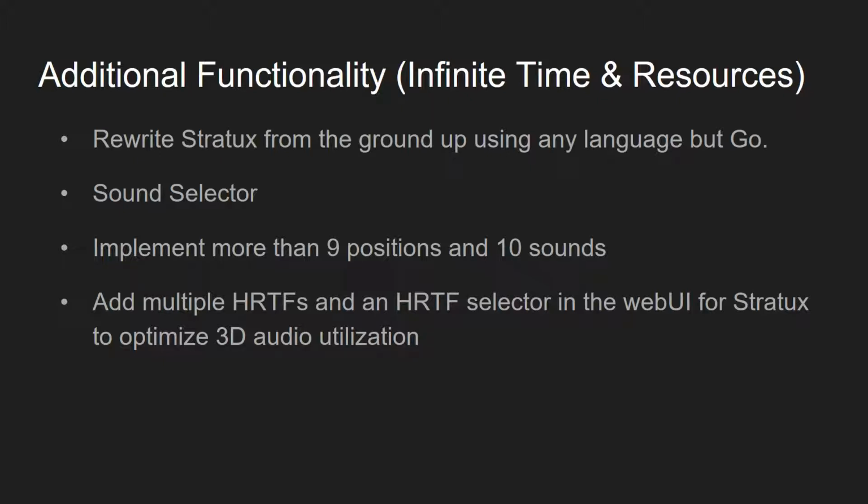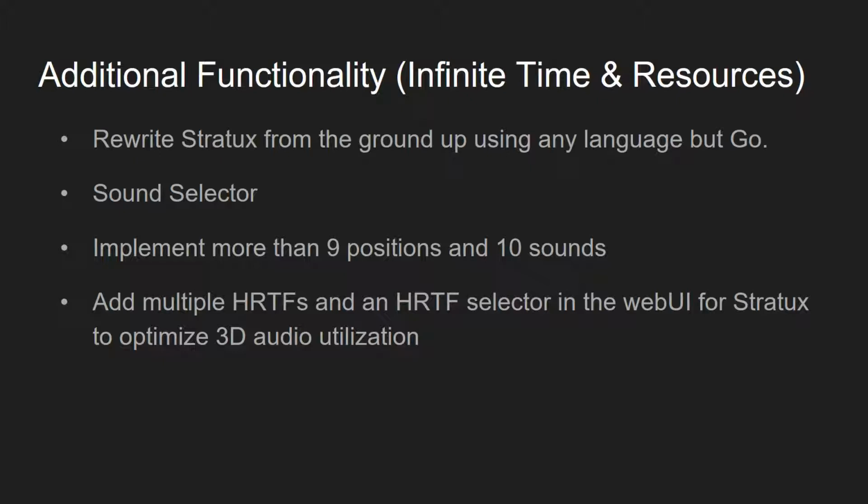Another thing we'd like to do is have a sound selector, so you'd be able to choose the kind of sound. From our survey earlier this semester, we found that a lot of pilots want simply a beeping sound to come in the direction another plane is at. For the sake of our project, we did an engine noise because we already had the sound file. For us, it sounded more realistic, but in real life, it would probably be better to do beeping. And we'd probably like to implement more than 9 positions and 10 sounds.